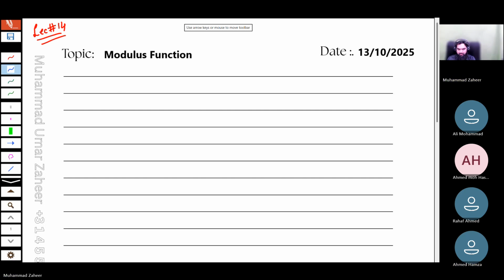Basically, the work of the modulus is to make any input positive.